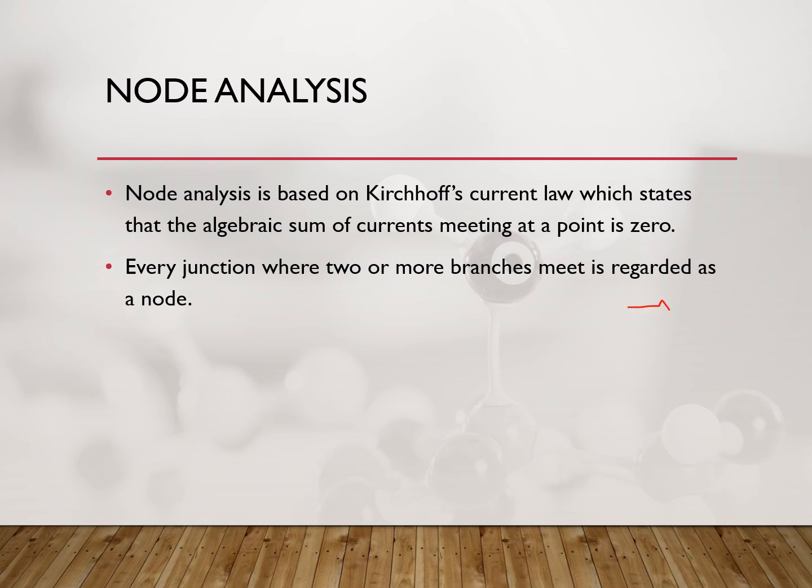So suppose you have a circuit like this, where you have a voltage source or a current source, and you have a voltage source here. This is a node where you have three branches meeting: 1, 2, and 3. This is a node, and here at least two branches should meet. That is what is defined as a node.